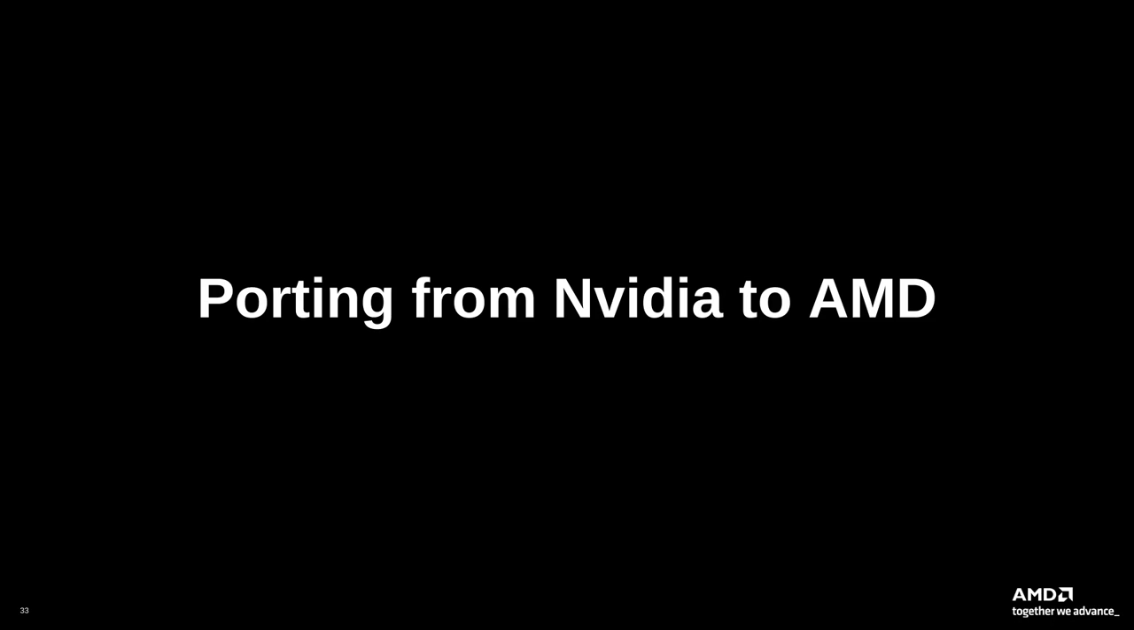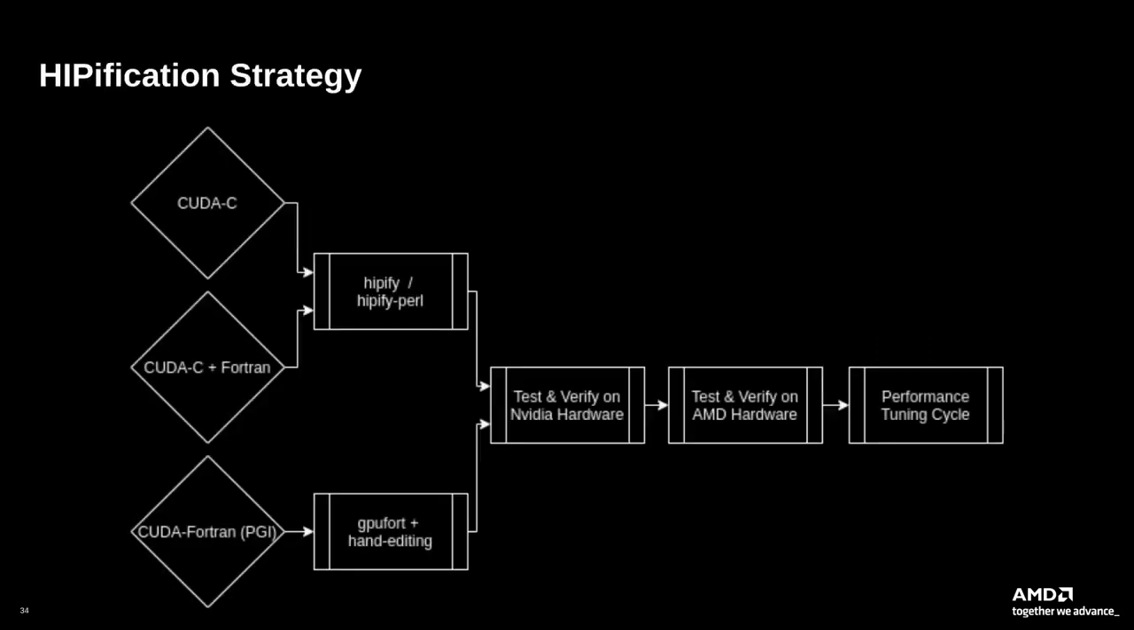So let's talk a little bit about porting from NVIDIA GPUs to AMD GPUs. This is a strategy that we try to follow using some of the tools that are available out there in the ROCm ecosystem. So if you're starting with CUDA C code plus Fortran, or CUDA Fortran that's built with the PGI compilers, there are different paths you can take. Now, generally on the right-hand side, we all follow the same exact steps.